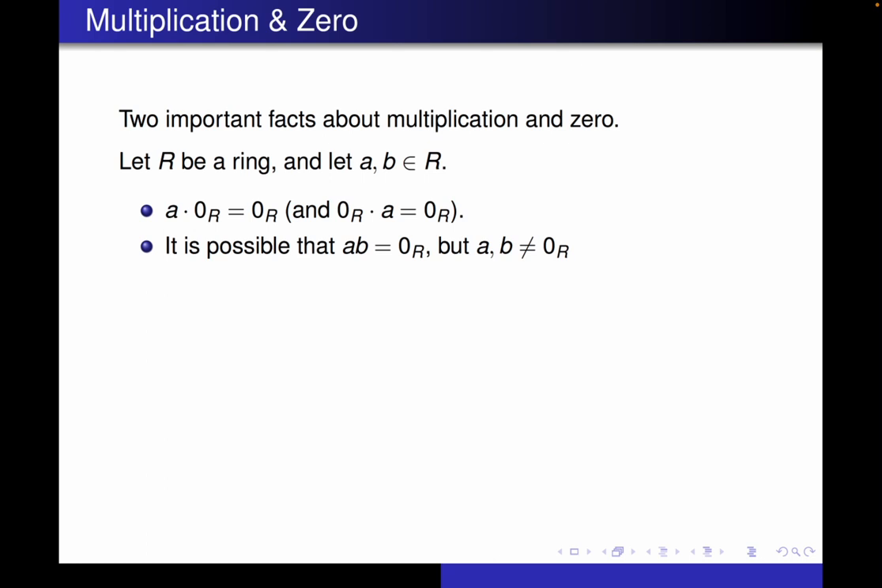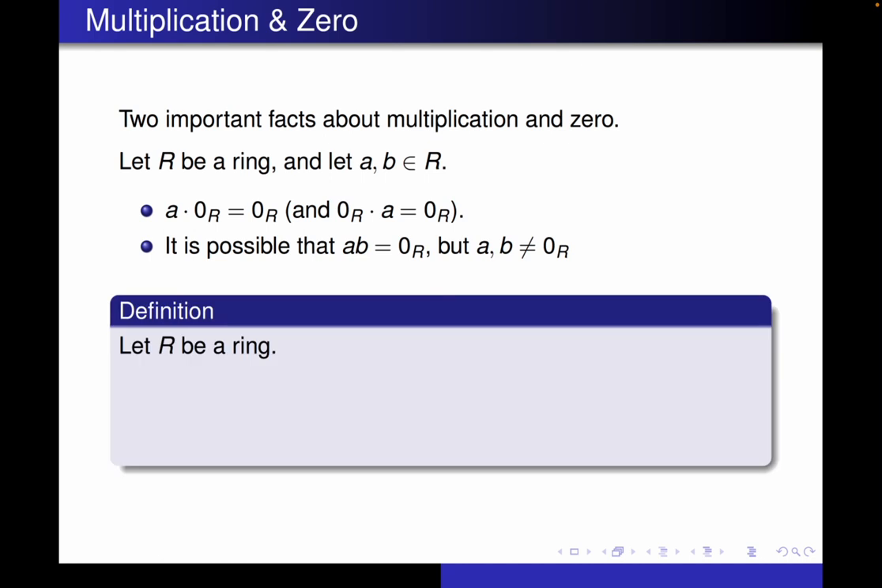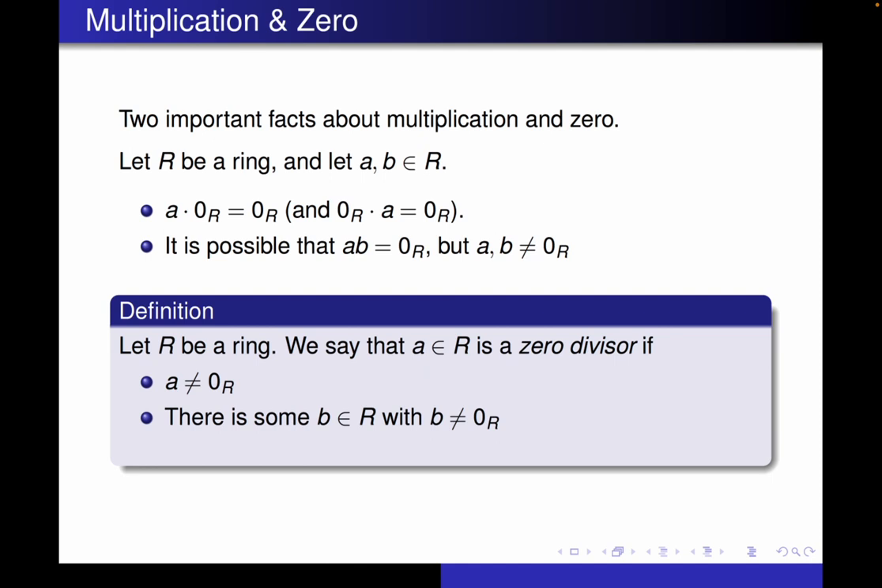It is possible that we can multiply two numbers A times B equals 0, but A and B themselves are not 0. And when that happens, we get zero divisors. So let R be a ring. We say that A in R is a zero divisor if A itself is non-zero, there is some B in the ring with B non-zero, such that either A times B equals 0 or B times A equals 0. Again, we have to do multiplication both ways in case the commutative property does not hold for multiplication. And notice that in this case, the B that goes along with A is also a zero divisor.